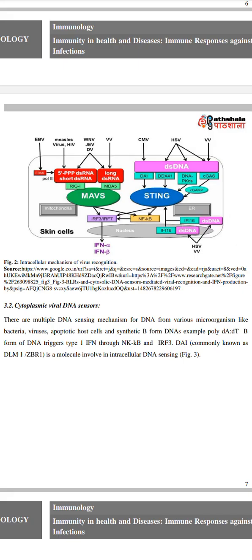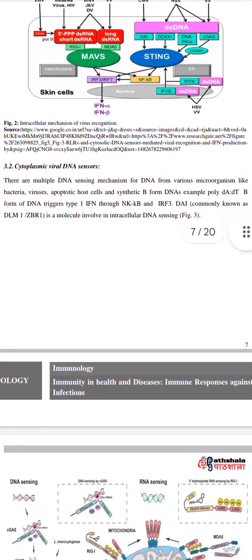Cytoplasmic viral DNA sensors: there are multiple DNA sensing mechanisms for DNA from various microorganisms like bacteria, viruses, apoptotic host cells, and synthetic B-form DNAs, for example poly(dA:dT). B-form DNA triggers type 1 IFN through NF-kB and IRF3. DAI, commonly known as DLM1 or ZBP1, is a molecule involved in intracellular DNA sensing.